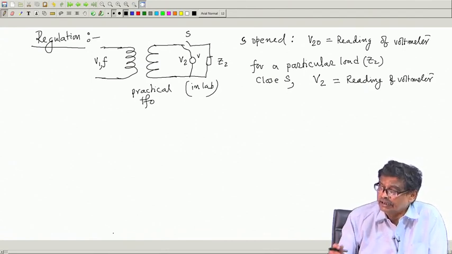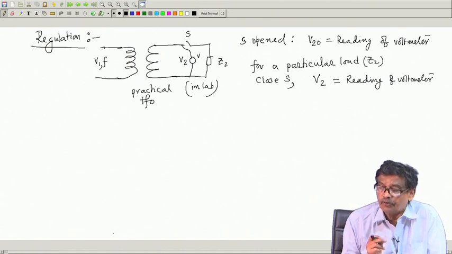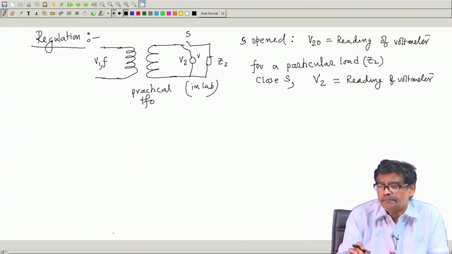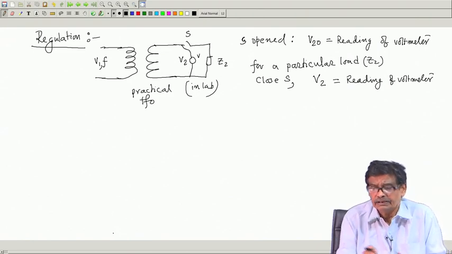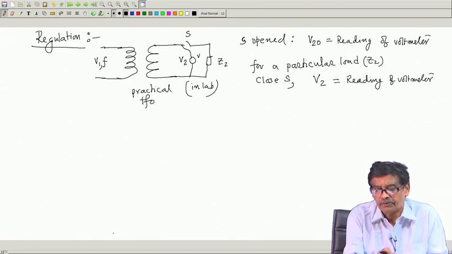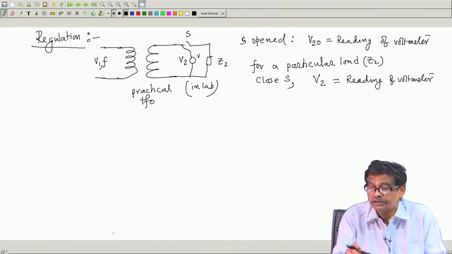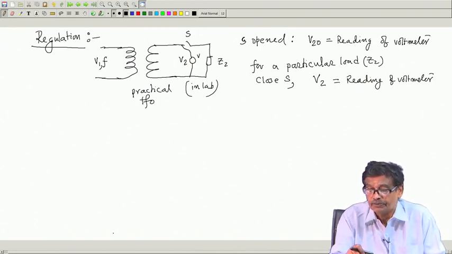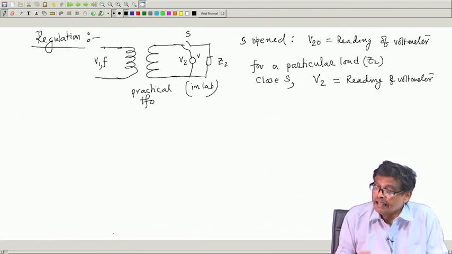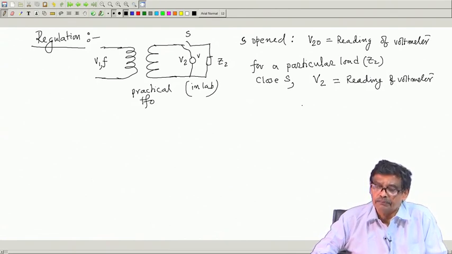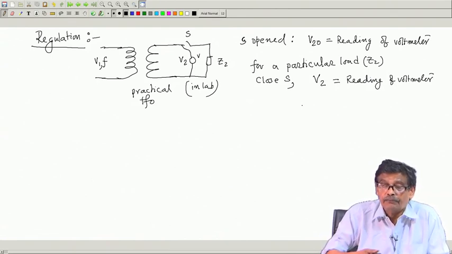What do you think? Will there be a difference in the readings of the voltmeter? Because I have not done any mathematics to get some expression for regulation, nothing I have done. I have connected a load in the laboratory, applied a fixed voltage, rated voltage at rated frequency. With S opened, I have noted this voltmeter reading, and with S closed, the same voltmeter reading with load connected. Will there be a difference? It is expected to be, because it is a practical transformer.